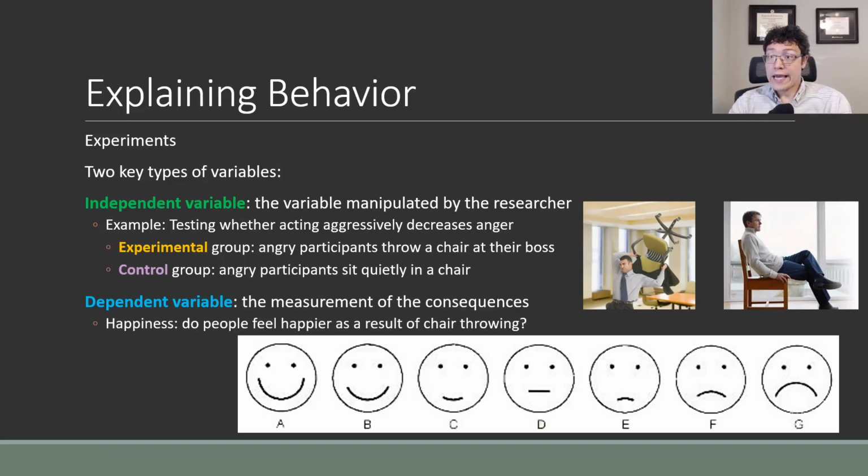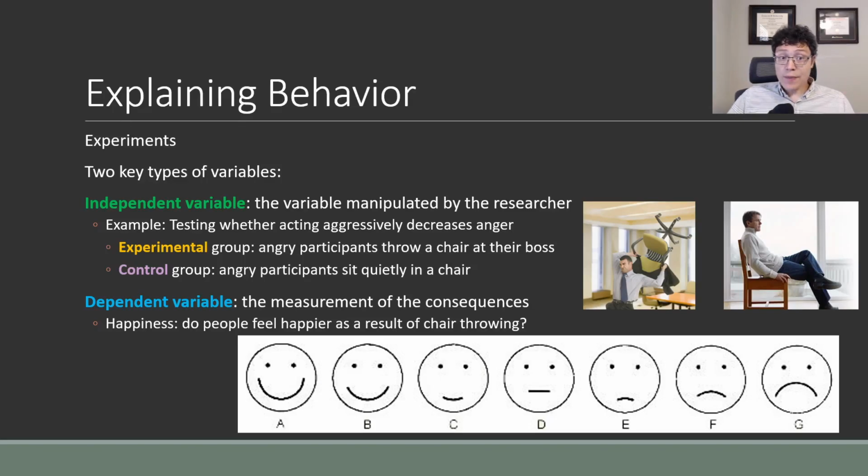So in a simple study in social psychology, you might want to test if acting aggressively makes you more or less angry. And to do this, you would look at your independent variable, what you are talking about with aggression, acting aggressively. So you might have an experimental group which causes people to act aggressively, throw a chair at their boss after their boss yells at them, versus a control group, which might say something along the lines of, when your boss yells at you, just sit angrily in your chair for a couple minutes.